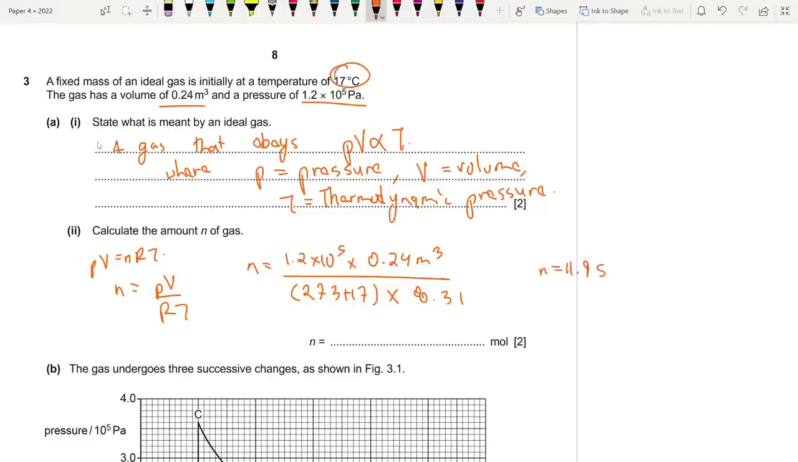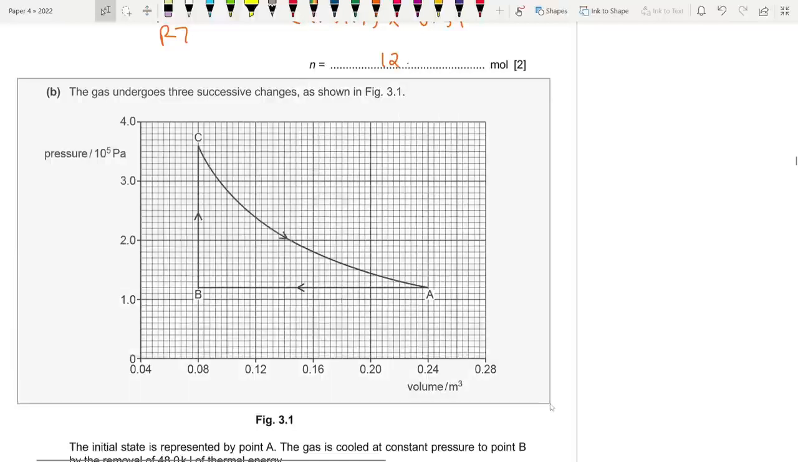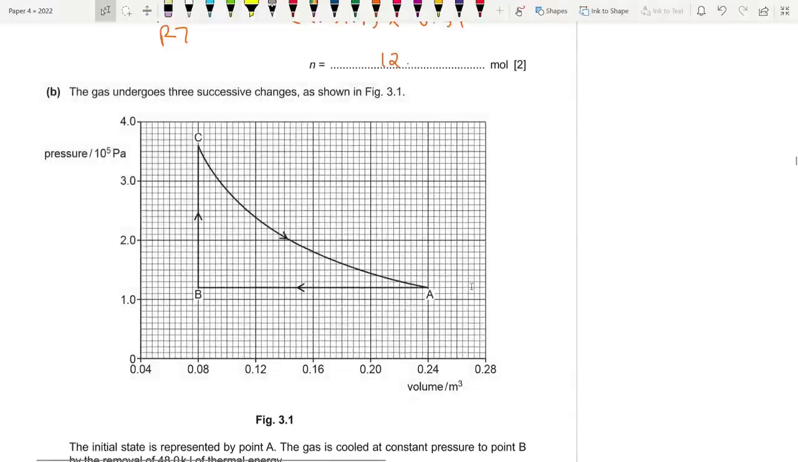So since our minimum data is of 2 SF, we're going to go for 12 moles. Clear? Okay, this is one of my favorite questions. The change for a gas, the change in internal energy over one whole cycle. The gas undergoes 3 successive changes as shown in figure 3.1.